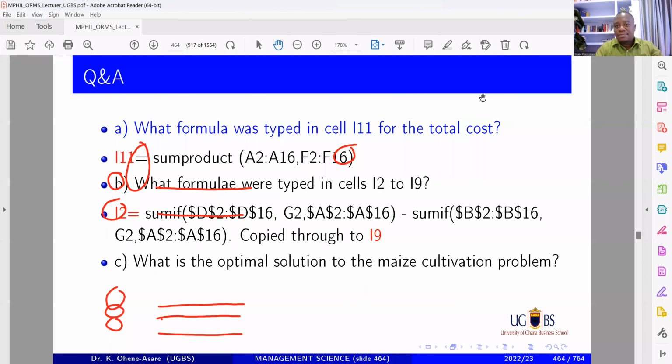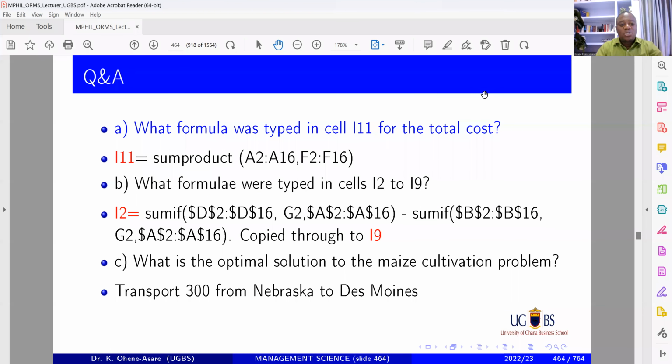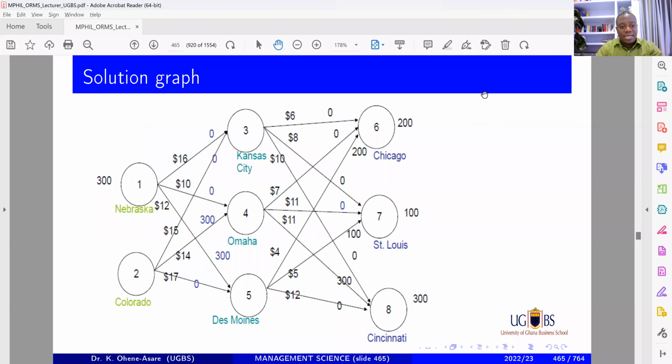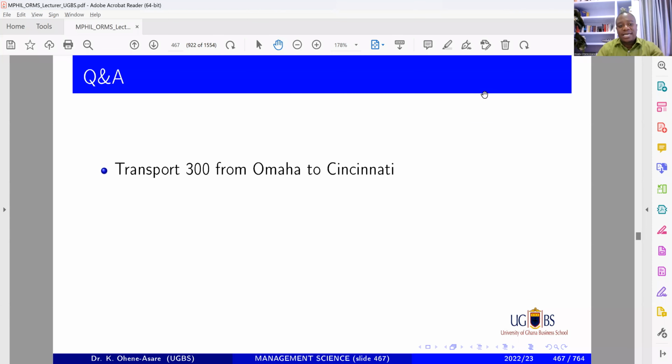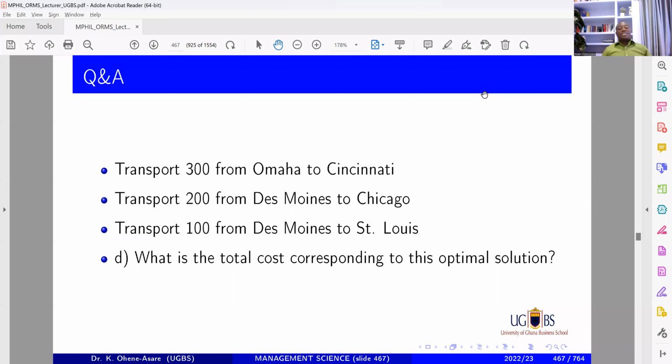Let me just show you that. So when you go through the slides, you notice that these are the ones. So transport 300 from Nebraska to DM, 300 from Colorado to Omaha, okay, and then 300 from Omaha to Cincinnati, 200 from DM to Chicago, and then just as.